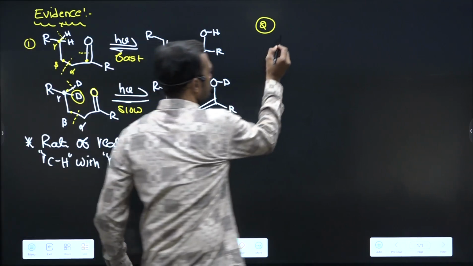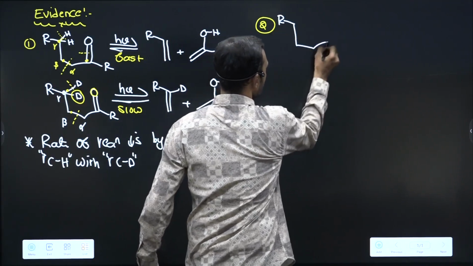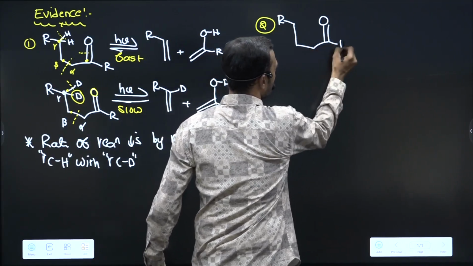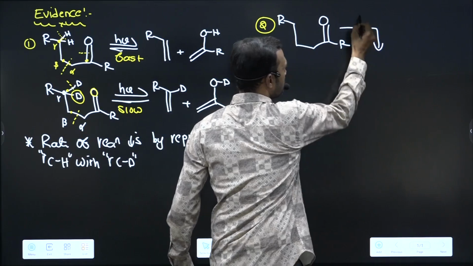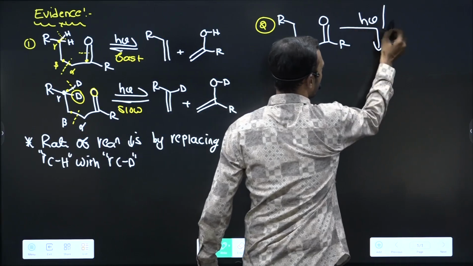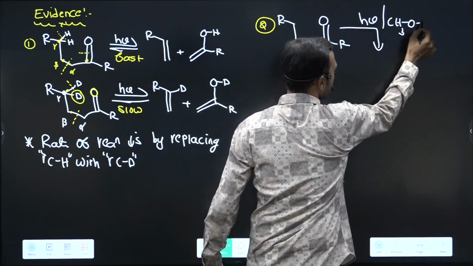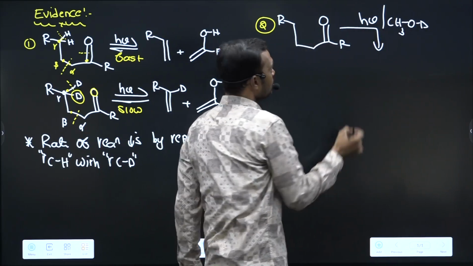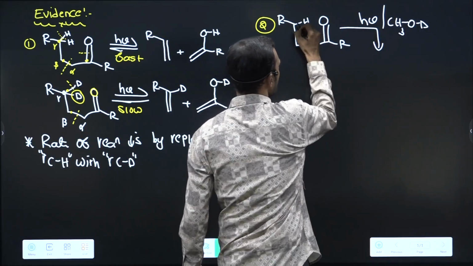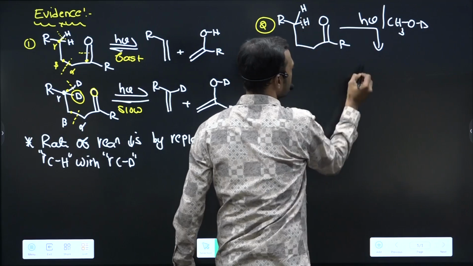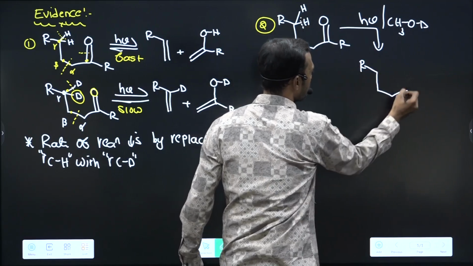Next, see, I am using the same gamma carbon. Here photochemically I am using methanol, in which the hydrogen is replaced by deuterium. At that time what happens? First there is a formation of an intermediate. So what is the intermediate involved in this one?